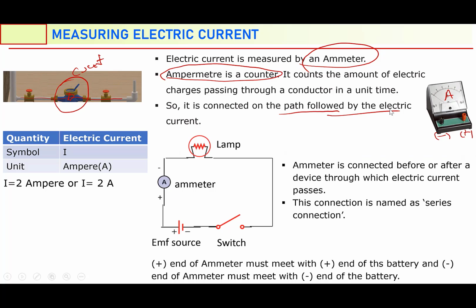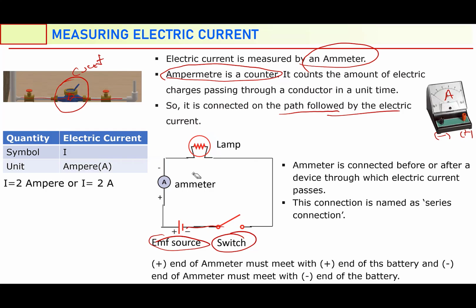Just like this. This is a simple electric circuit. There's an EMF source, a battery, a switch, and a lamp. And we know that if you connect an EMF source to a lamp, electric current starts from the positive terminal, goes to the lamp, from the lamp to the switch, from the switch to the negative terminal. So you should put the ammeter along this path. You can put it here, you can put it here, anywhere you want. You can put the ammeter before or after the lamp to measure how much electric current passes through the lamp.